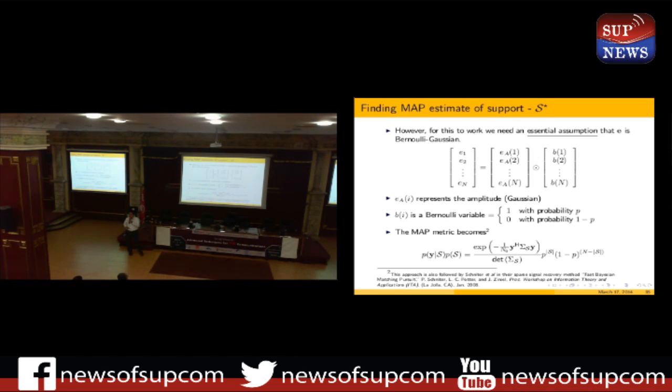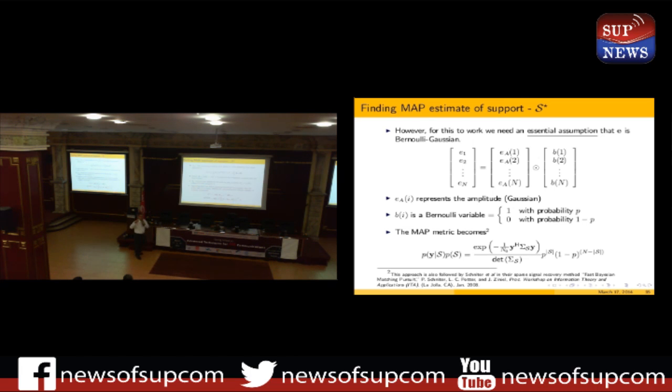What's going to happen is this. I have basically 2 factors. This factor here decreases with S, and this factor increases with S. So there is tension between the 2 factors. Okay? So I'm going to reach a maximum and then come back. And that's how I find the location of the true support.